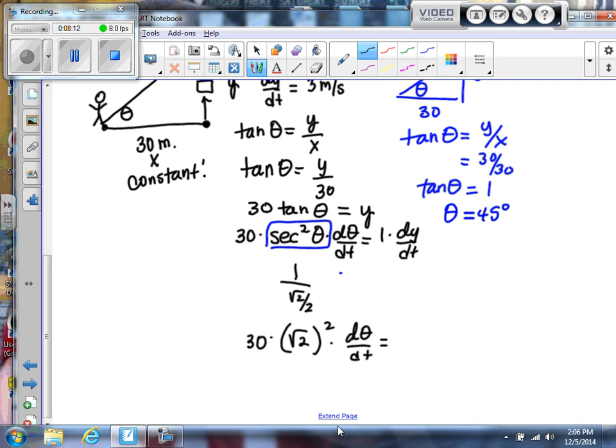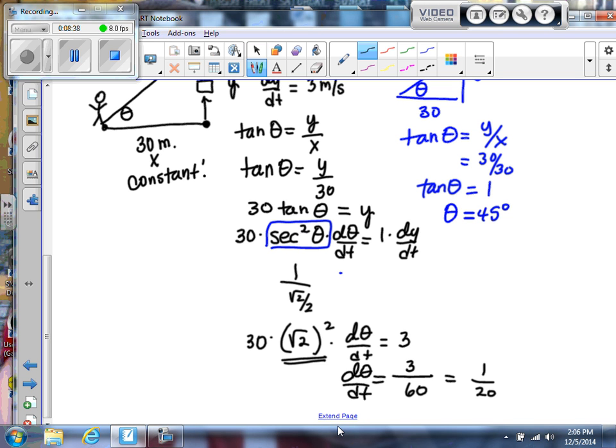And then dy over dt, it was going up at a rate of what? What did I say, 3 meters per second? Okay, so we have 3. So when you divide out, you get 3 divided by 30 times square root of 2 times itself is 2. So divide by 60, right? Because this equals 2. So I get 1 over 20 d theta over dt is equal to d theta over dt.